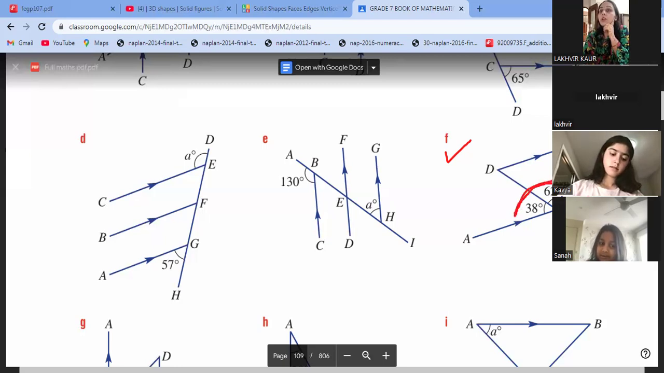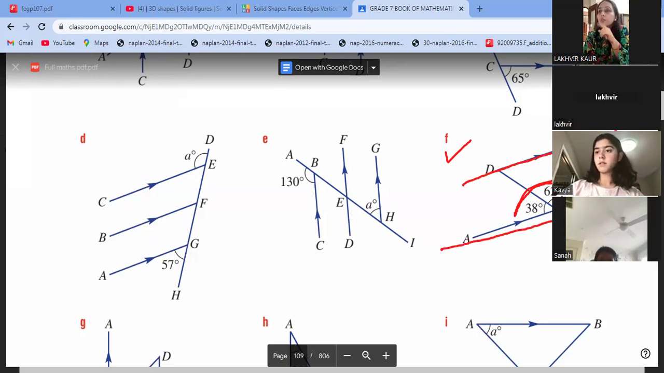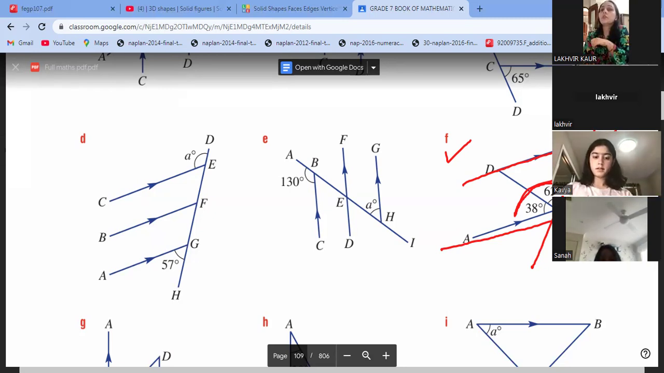This angle complete and this angle, these two are the parallel lines. Already I told you, and this is its transversal. And what is the sum of co-interior angle? That is equal to 180 degree. Find out the value of A now. Do it again. Find out the value of A.